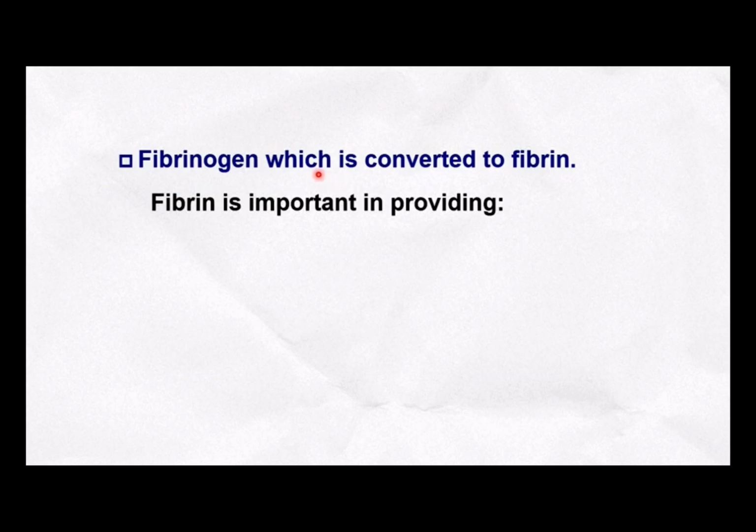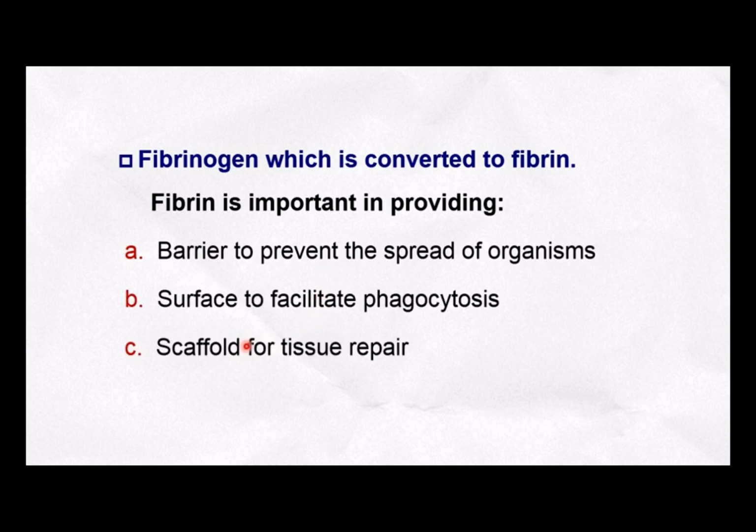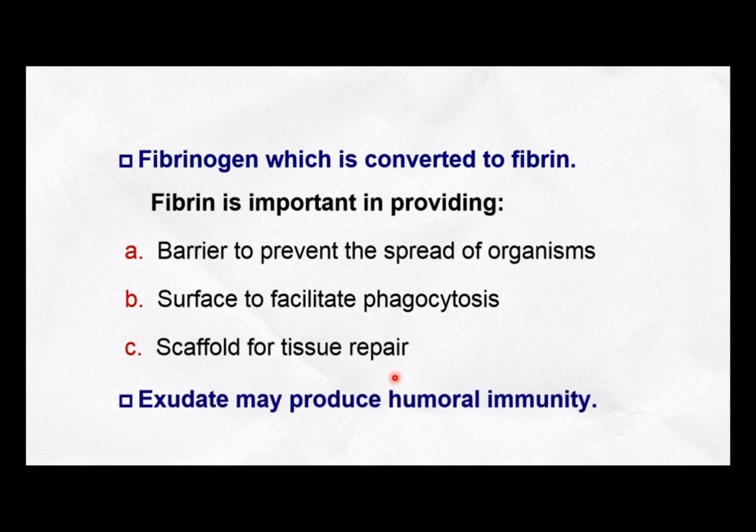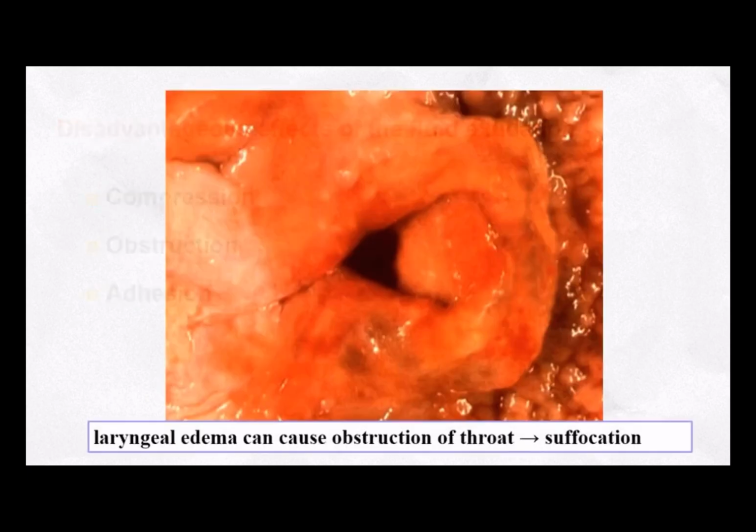In the inflammatory response, fibrinogen is converted to fibrin. Fibrin is important in inflammation. Fibrin can not only limit the spread of pathogens, but also provide a surface to facilitate phagocytosis. In the later stage of inflammation, fibrin provides a scaffold for tissue repair to promote fibroblasts producing collagen. Besides, exudate may produce humoral immunity. However, too much exudate can cause compression, obstruction, and adhesion. For example, laryngeal edema can cause obstruction of the throat and suffocation.